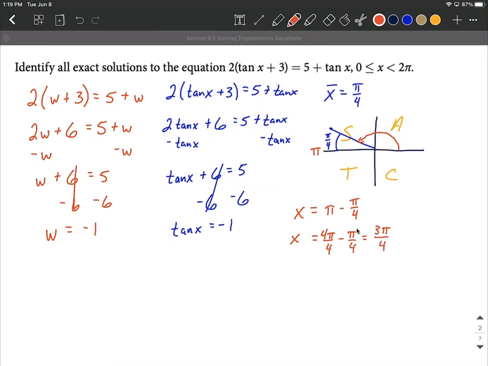Now, if we wanted to represent all of the exact solutions, one way to do that is to add to the end the period of tangent, which is pi, multiplied by k, where k is some integer. So 0, 1, 2, 3, 4, or -1, -2, -3, all of those values could be plugged in for k to get additional solutions to our equation. So all of this, 3 pi/4 plus pi times k, would be all solutions. In our case, we are looking for only the solutions for x between 0 and 2 pi.